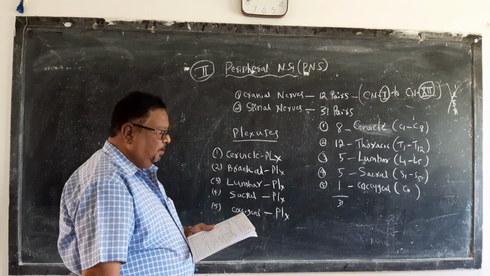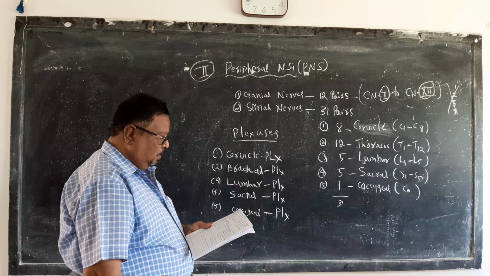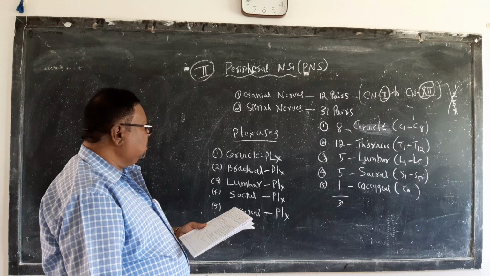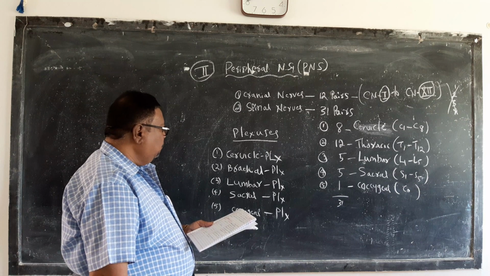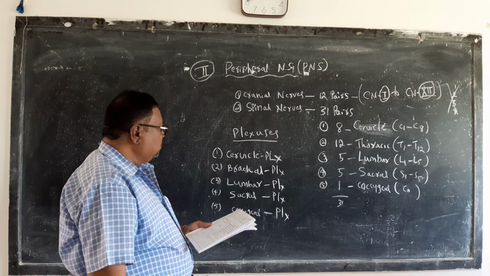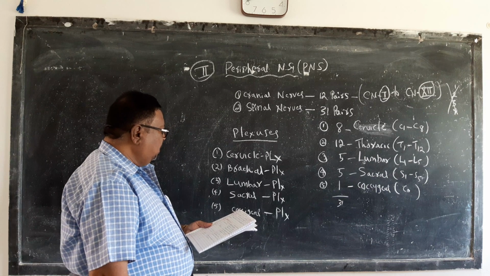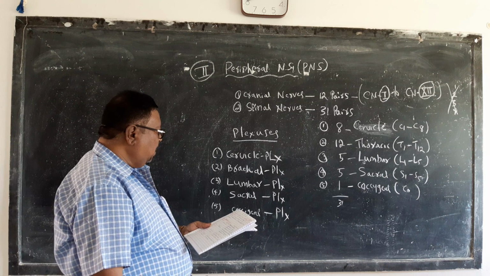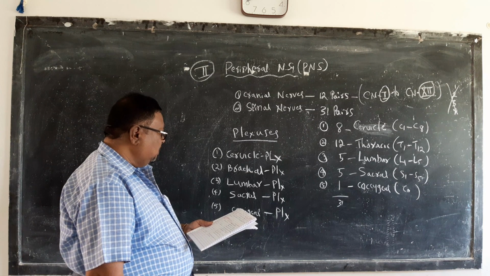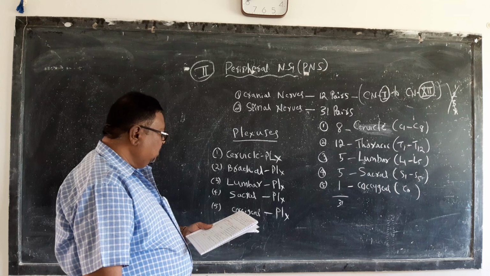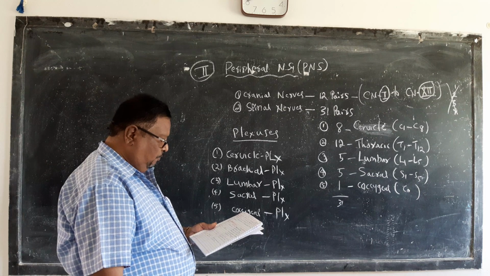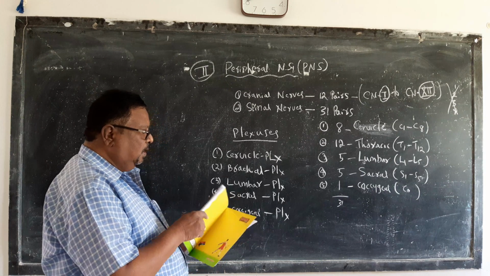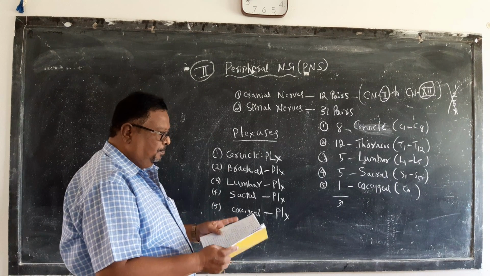The anterior rami form a plexus in 5 regions. The cervical region has the cervical plexus. The brachial region has the brachial plexus. The lumbar region has the lumbar plexus. The sacral region has the sacral plexus, and the coccygeal region has the coccygeal plexus. Totally, there are 5 plexuses present in the spinal nerves.